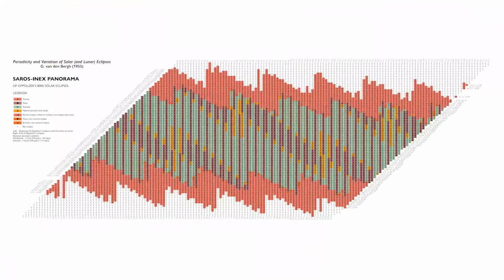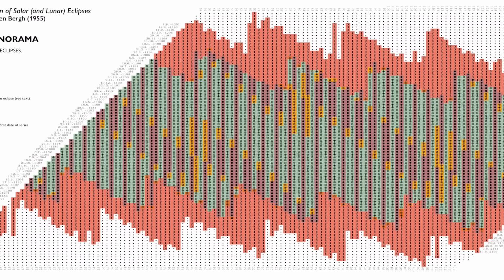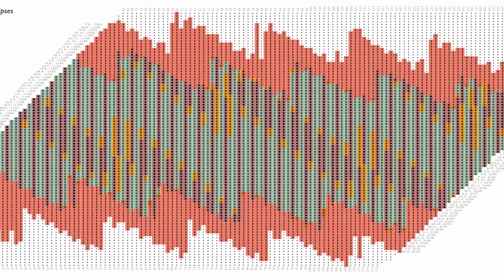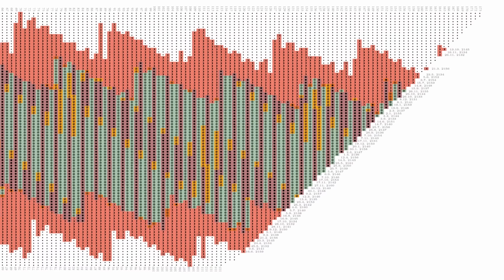How rare is the April 2024 eclipse? This is the Saros INEX panorama. Each square represents one of the 8,000 solar eclipses from the years 1208 BCE to 2161 CE. No two eclipses are quite the same.